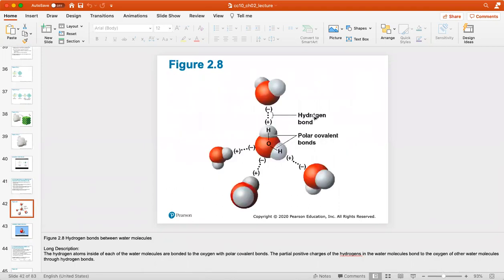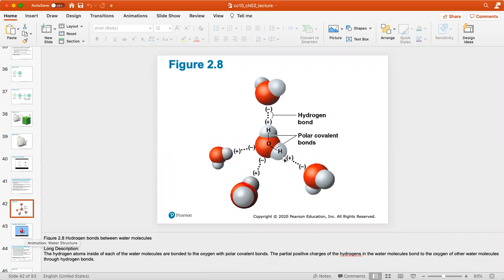And that is because of the interesting shape of water, this H2O. The positively charged hydrogen atom will be attracted by a hydrogen bond to the negatively charged end of another H2O molecule. So the partial positives of hydrogen will be bound to oxygen of other water molecules through these hydrogen bonds.